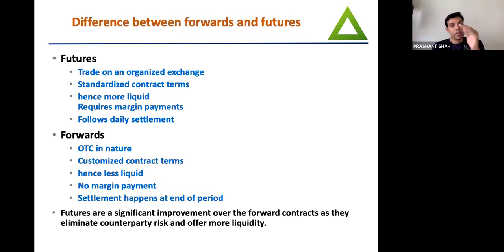We have seen this. Now forwards on the other side are OTC, means they are private contracts. They are customized contracts. This is the beauty with forwards because they are customized. Less liquid, no margin payment because there are only two parties, no intermediary, so they cannot pay margin to each other, of course. And settlement happens at the end of the period. So this is how you can compare forwards and futures. Futures are a significant improvement over the forward contracts as they eliminate counterparty risk and offer more liquidity. Definitely. But as I said, the users are different.